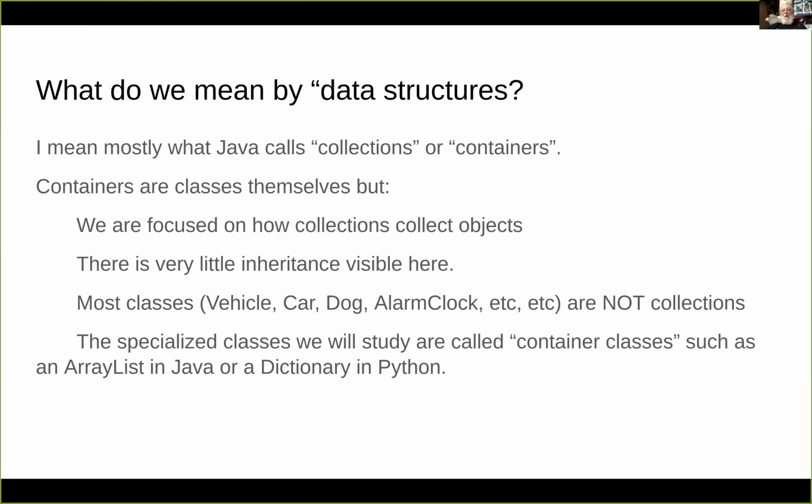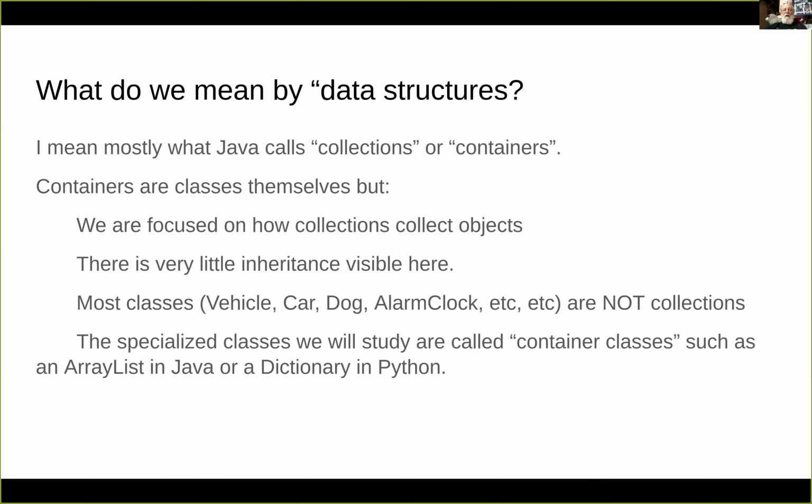We're focused in this class on how collections collect objects. So a collection is not just one object or one class, it's multiple objects put together in some kind of structure that makes it easy to access or easy to manipulate according to the needs of the particular problem. There are many different data structures and each has its advantages and disadvantages that we'll talk through.